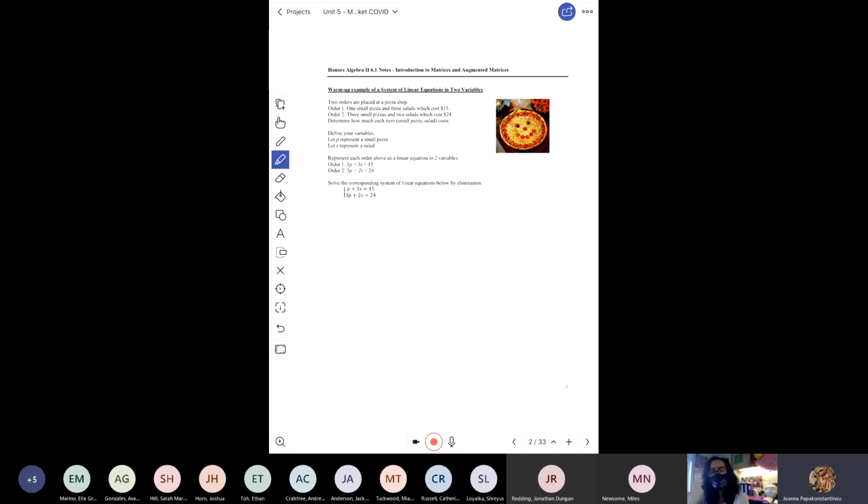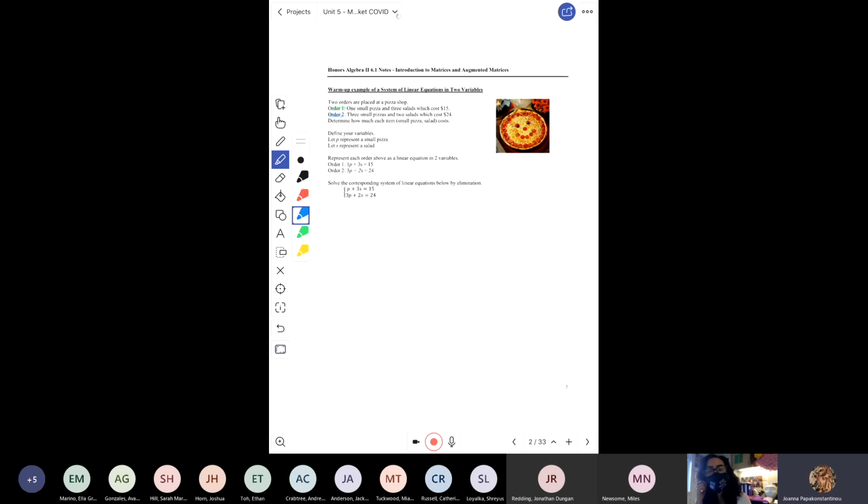But before we start working with matrices, let's just revisit a linear equation in two variables and then demonstrate how to represent this same system using matrices. So let's say there are two orders that are placed at a pizza shop. Order 1 and order 2. Order 1 has 1 small pizza and 3 salads, and it costs $15. Order 2 is 3 small pizzas and 2 salads, which costs $24. You are being asked to determine how much each small pizza and salad costs.